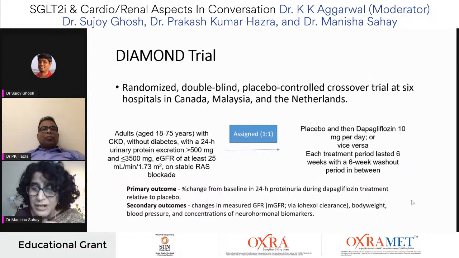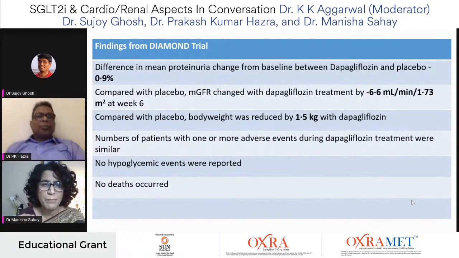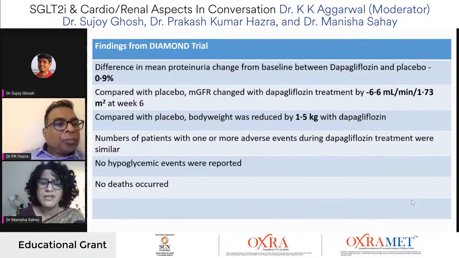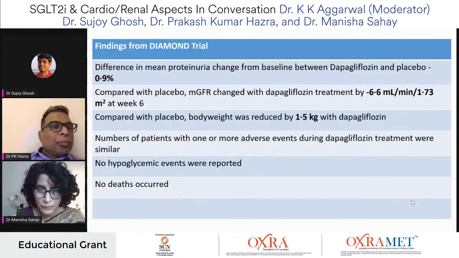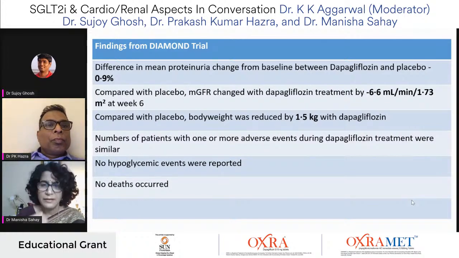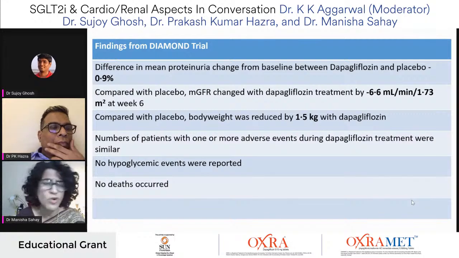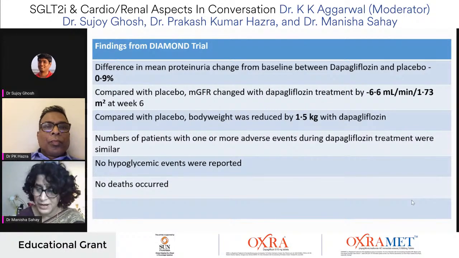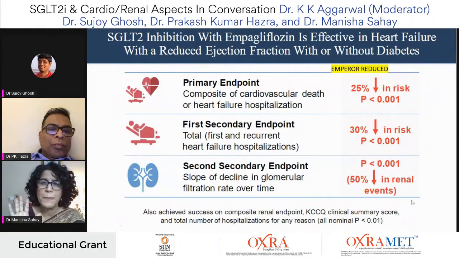There was another trial, the DAPA-CKD trial, with the same molecule, Dapagliflozin, in Canada, Malaysia, and Netherlands. And what did this show? Again, the same. There was a change in proteinuria in the Dapa group. The GFR changed to a better value with Dapa. There was a reduction in body weight. The adverse effects in Dapa as well as placebo were similar. So no major side effects, no hypoglycemia, and no deaths. So we have the DAPA-CKD trial and the Dapagliflozin trial.